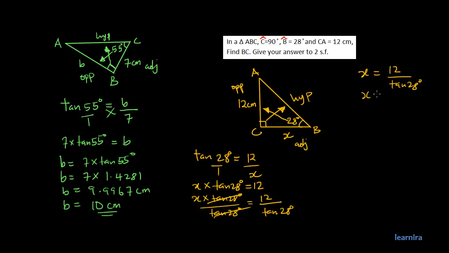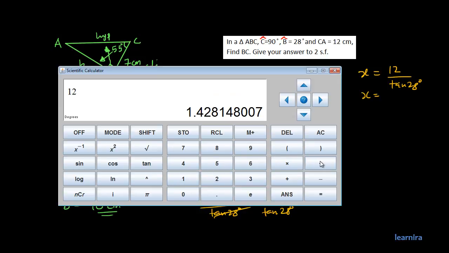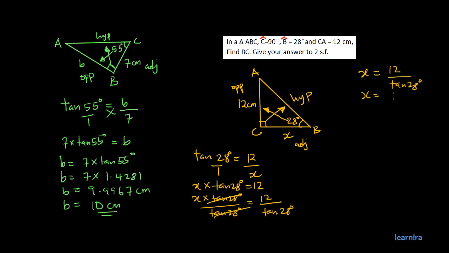So let's do this with our calculator. This would be 12 divided by tan 28 degrees, and this is 22.5687. Let's just say 22.57 approximately. 22.57 centimeters approximately. But the thing is, what if we're in a situation when we don't have a calculator?